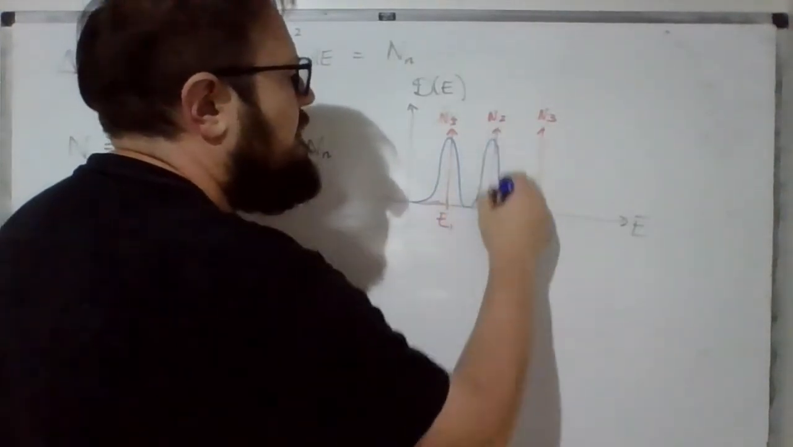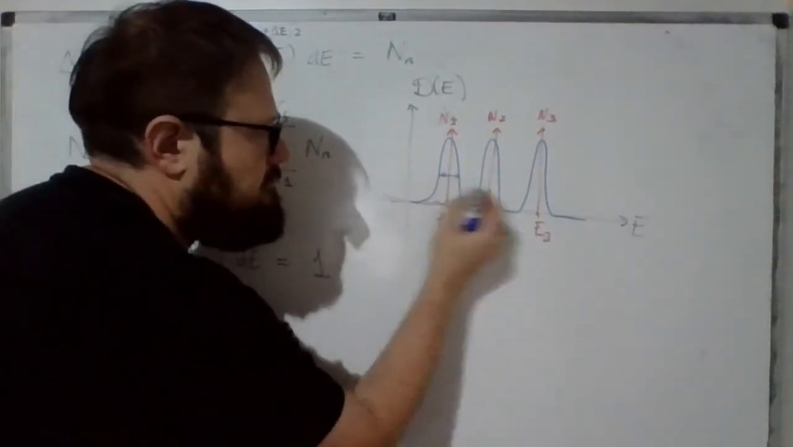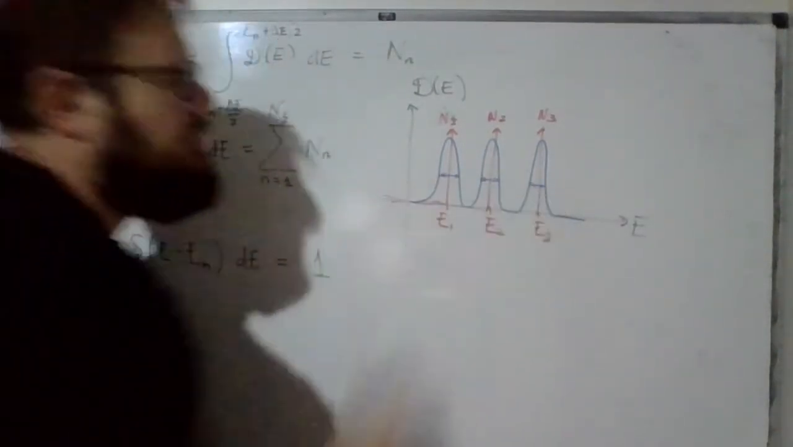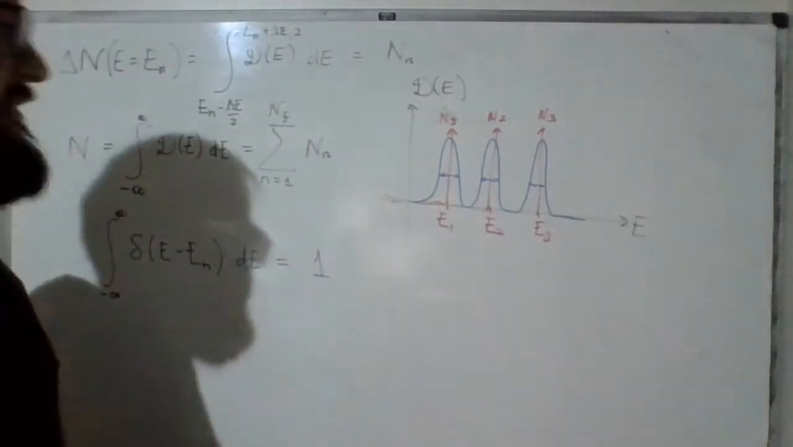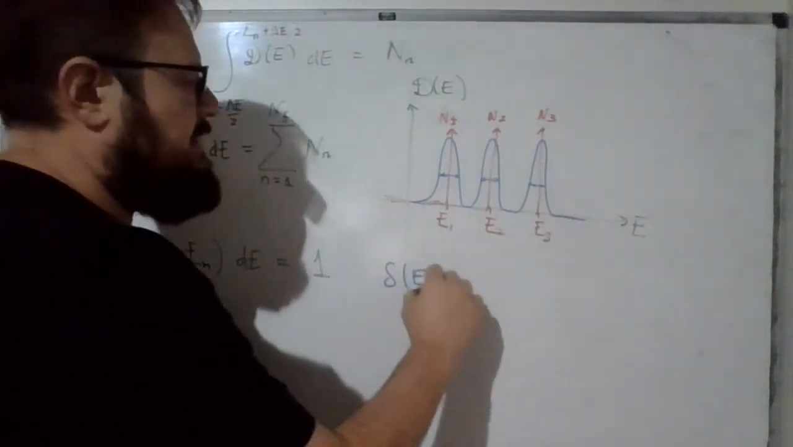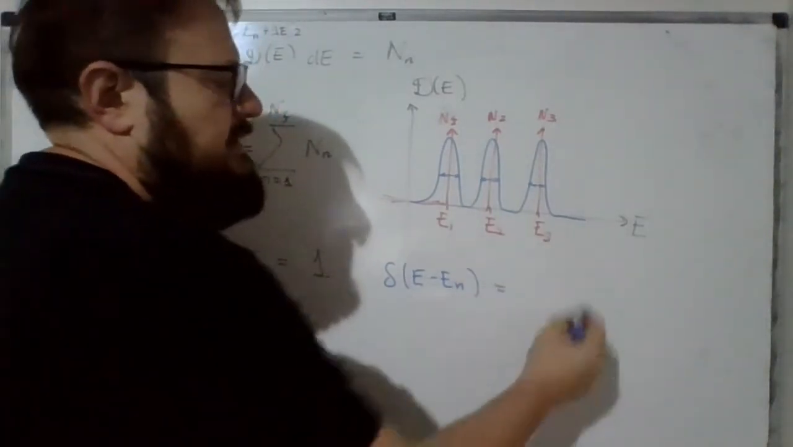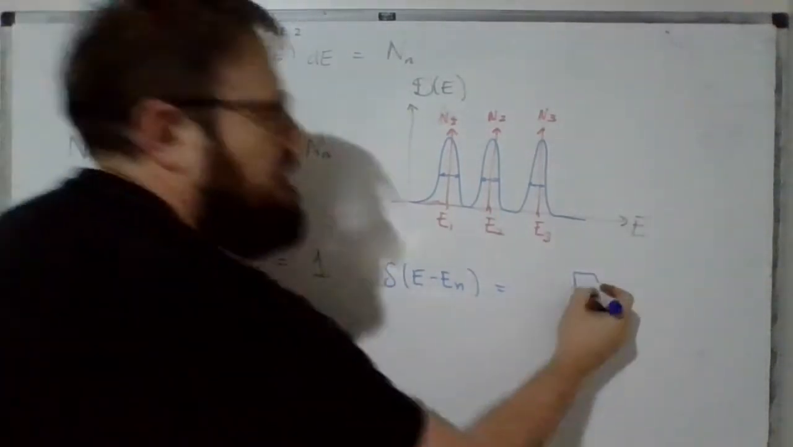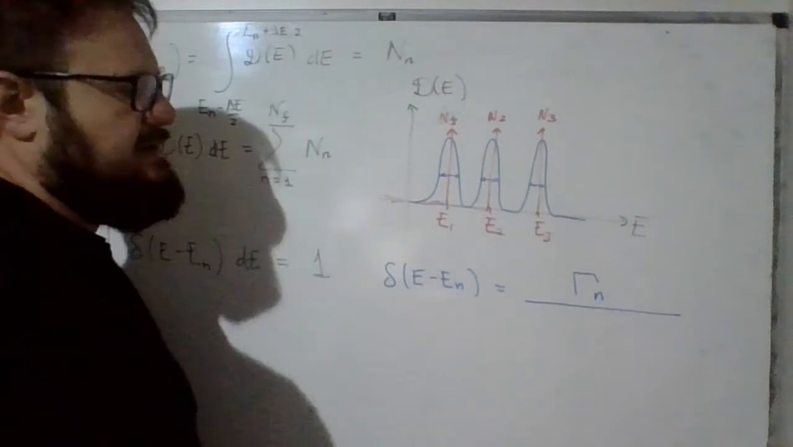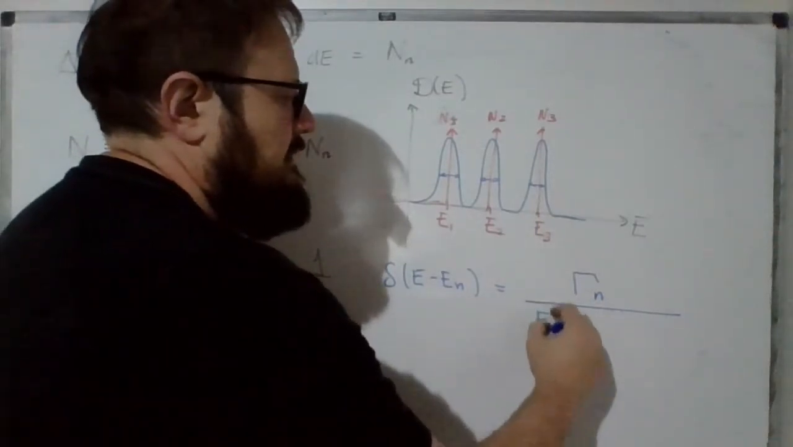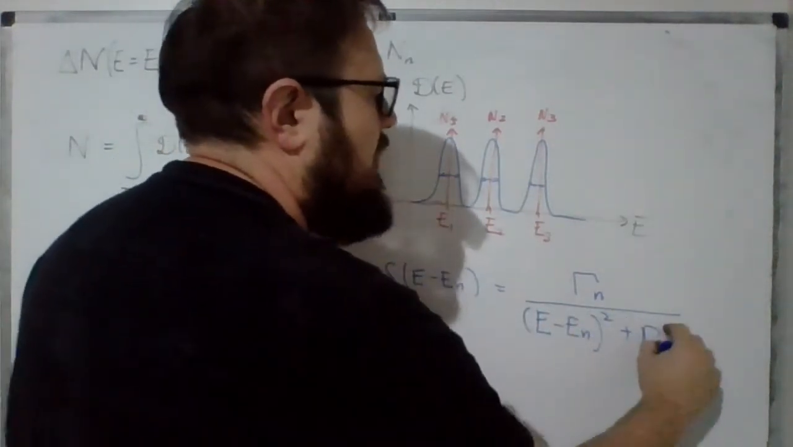perfect line here, but very narrow, but not exactly a Dirac delta. And therefore, you would replace a Dirac delta around a given state by something like a line width, called the capital gamma, divided by something like E minus En squared plus gamma n squared.